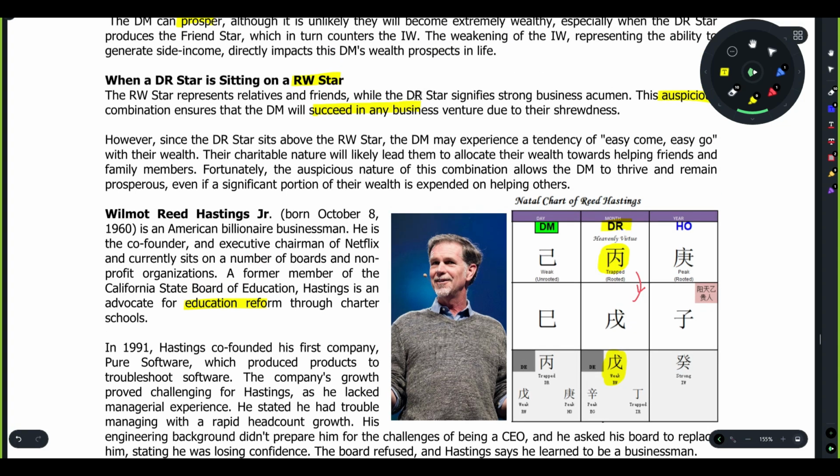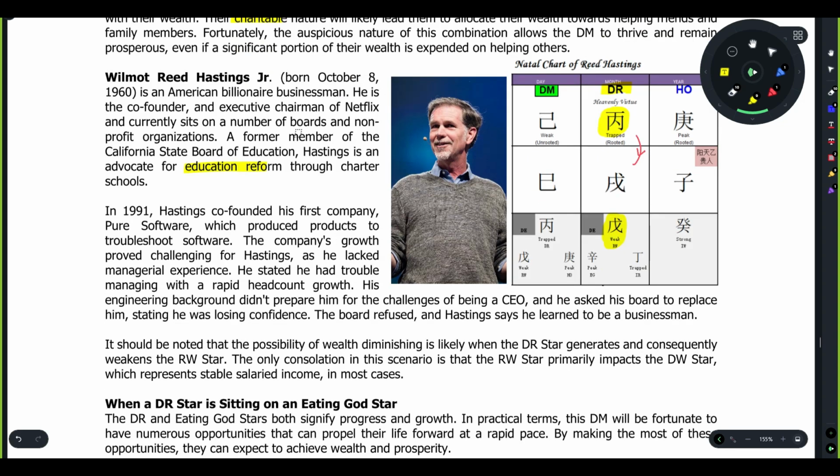The direct resource sitting on rob wealth would represent an entrepreneur, even though successful, but to them, money is not too much of the end goal. And they tend to be very charitable by nature. They tend to help people more than just focusing on making big money. Therefore, here we find that this co-founder of Netflix has that tendency to manifest the direct resource sitting on rob wealth star.